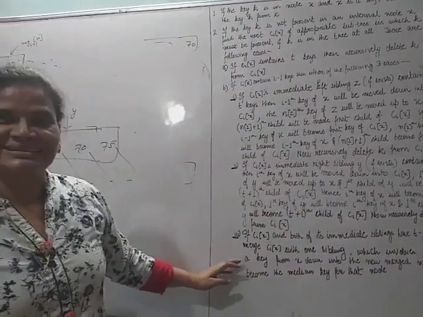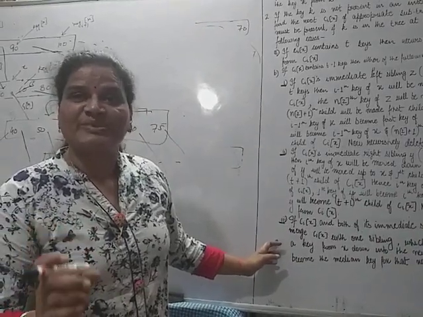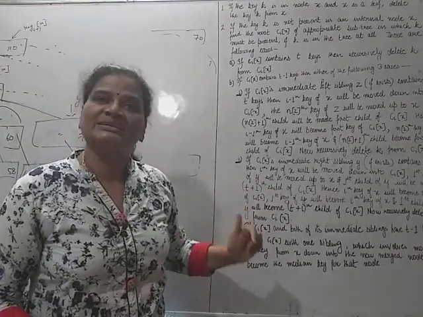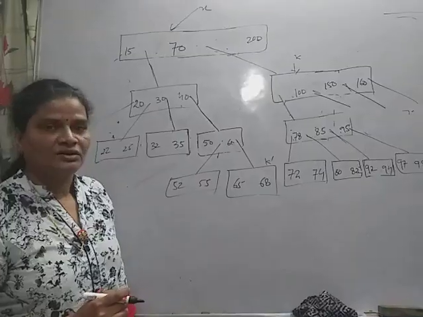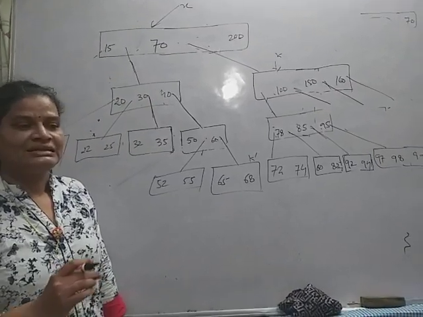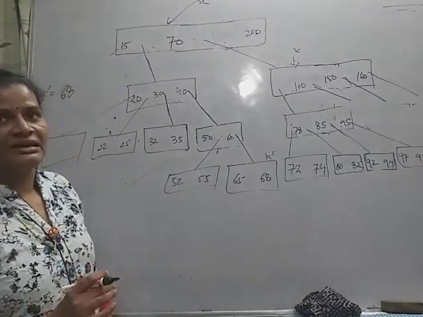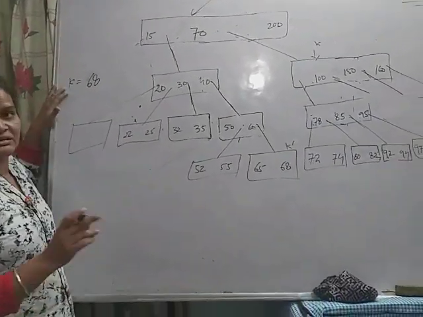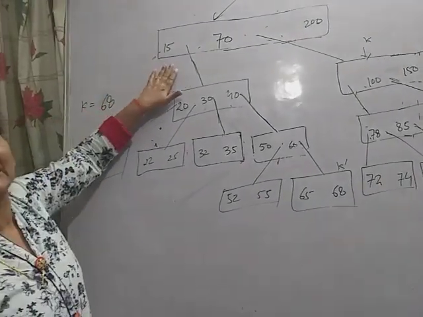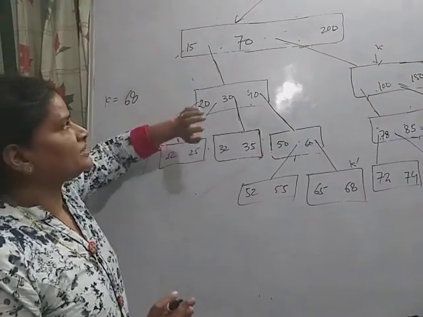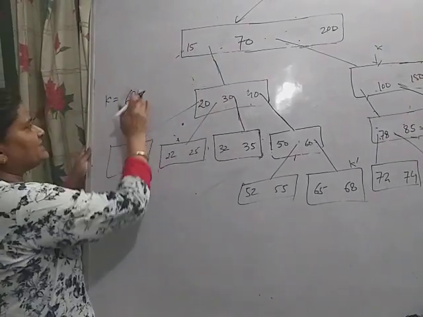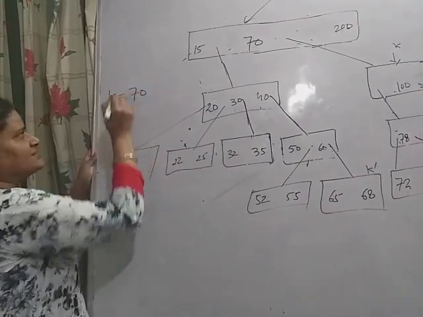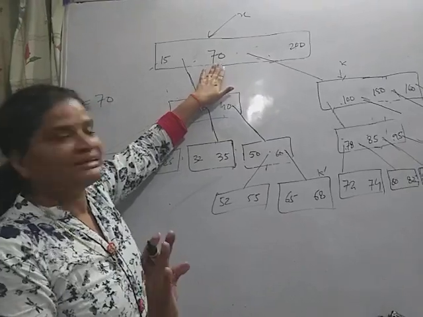Okay, and now the next case is when k is present in the internal node. Now the third case is when the key to be deleted is present in internal node X. Suppose the key to be deleted is 70. The key to be deleted is 70 and it is present in X. This is the internal node.